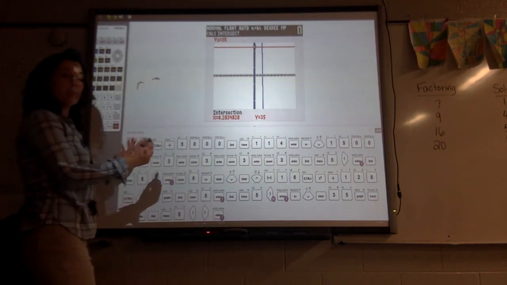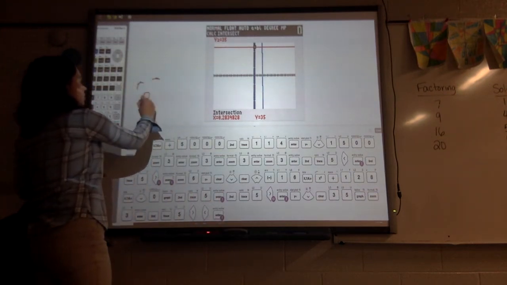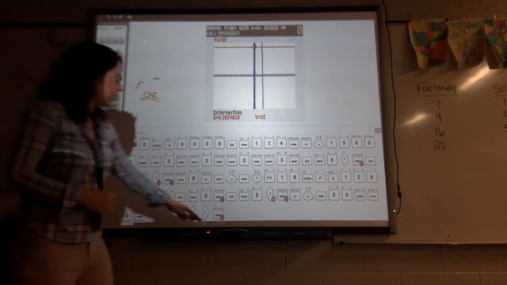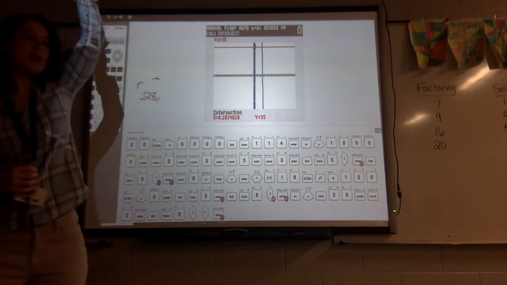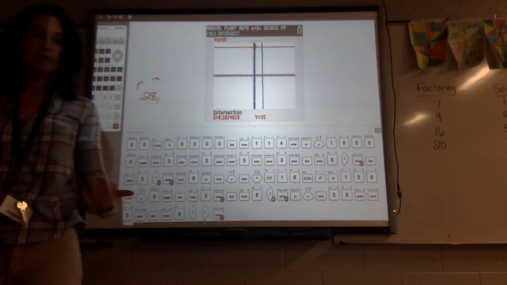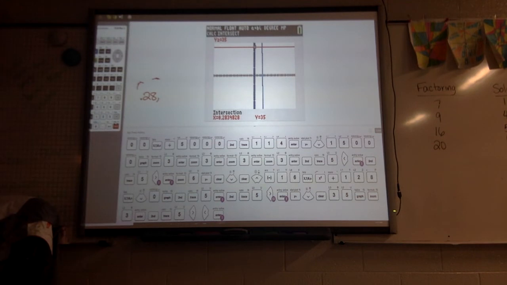And so the first time that that ball is 35 feet in the air is after about 0.28 seconds. So that's when it's going up. But if you think about it, that ball is going to peak and then come back down. So there is a very good chance that it's going to be at 35 feet in the air at some point again. So if I go back to second trace, intersect, this time I'm going over to the right side.